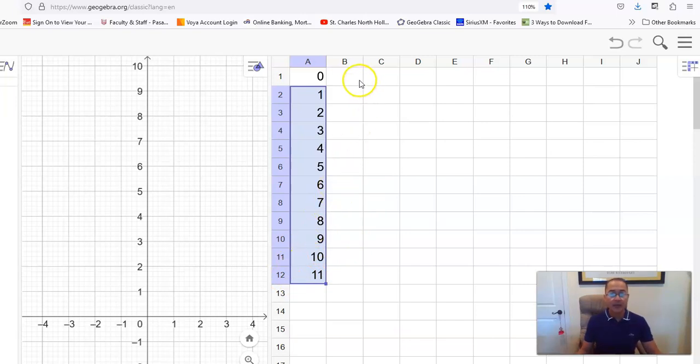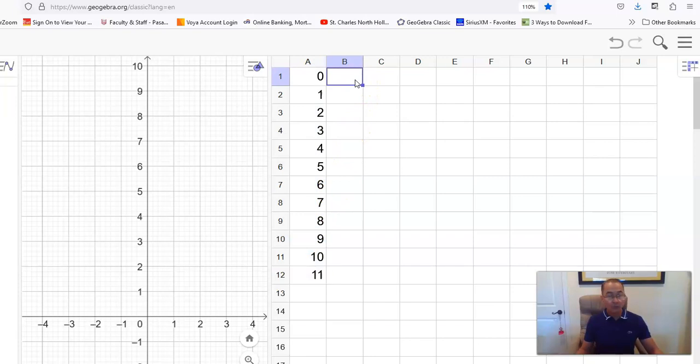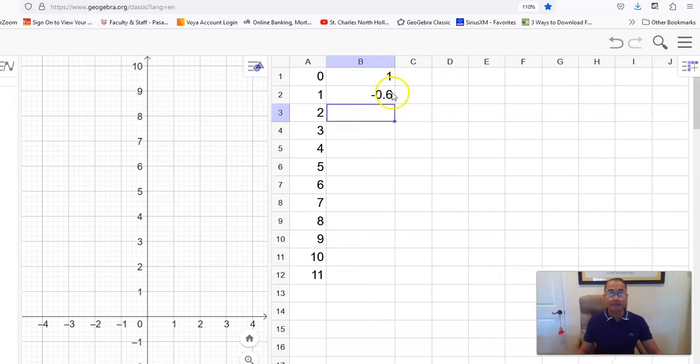Okay, so our 0th term was a 1, negative 3/5 to the power 0. But let's think about this recursively. In a geometric sequence, we simply keep multiplying by r. So the r in this example is negative 3/5. We will multiply that to B sub 1. We're in column B. So negative 3/5 times B sub 1. Okay, so there you go. It's coming out as a decimal, negative 3/5 or negative 0.6.